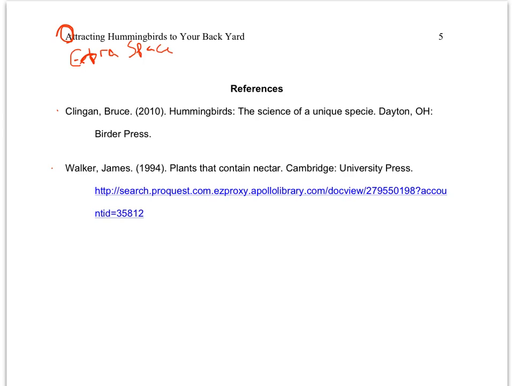Walker, James, 1994, plants that contain nectar, Cambridge, Massachusetts. Notice Cambridge is a known city of publishers, so the Massachusetts is not necessary. And University Press. I just kind of made an assumption there. Let's say this was from the library.